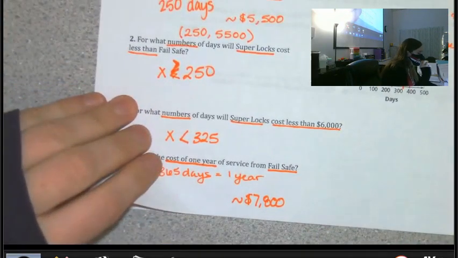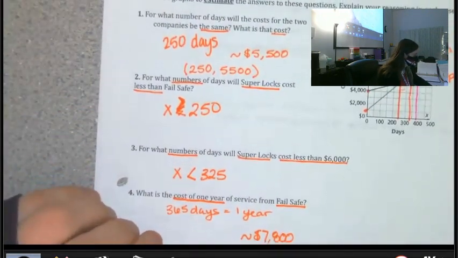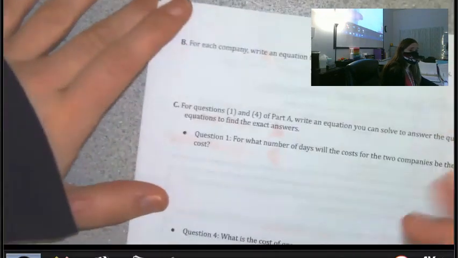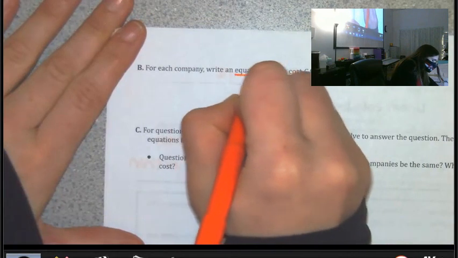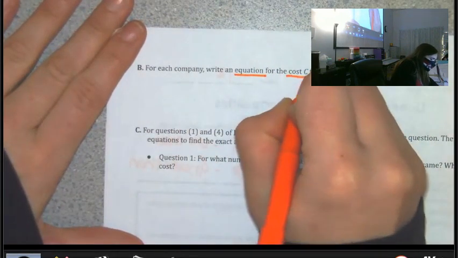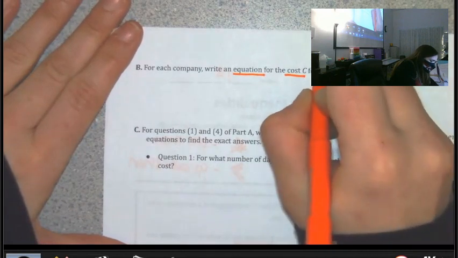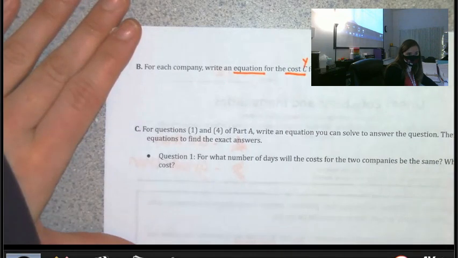All right, now we're actually going to answer these questions. So for A, we estimated them. Now we're actually going to find the answers to them. For every company, we are going to write an equation for the total cost C in D days. So D is going to be our X value and C is going to be our Y value.